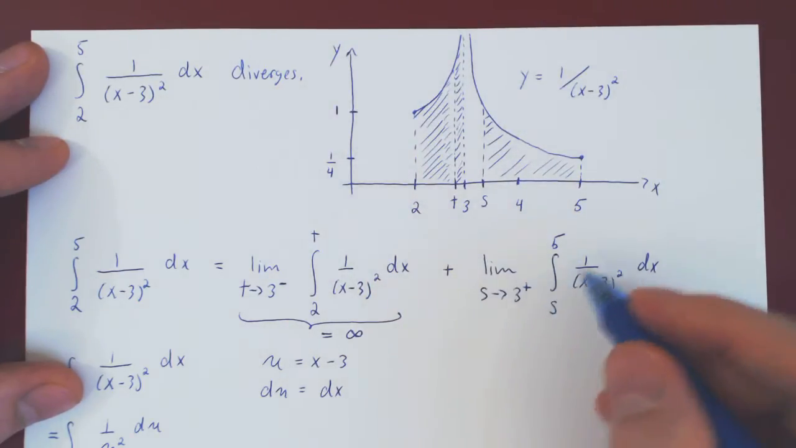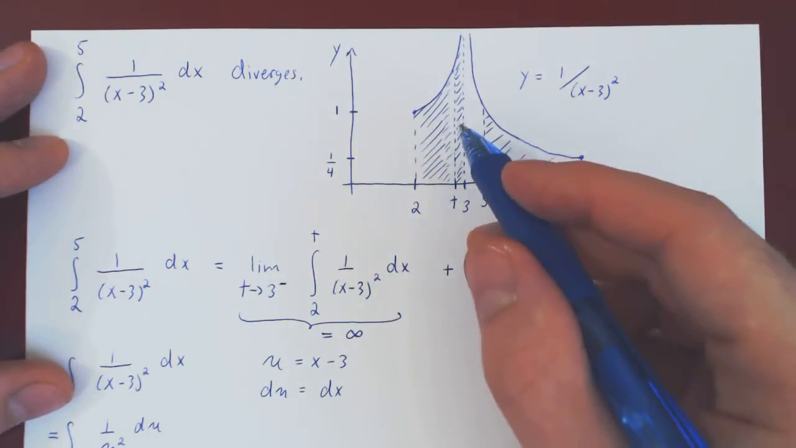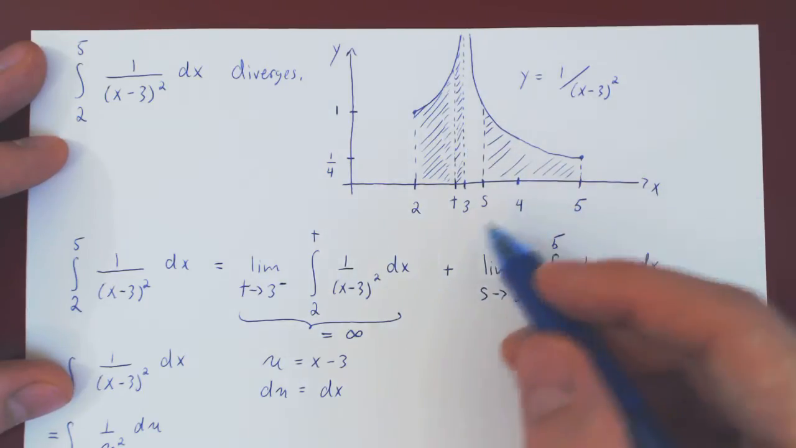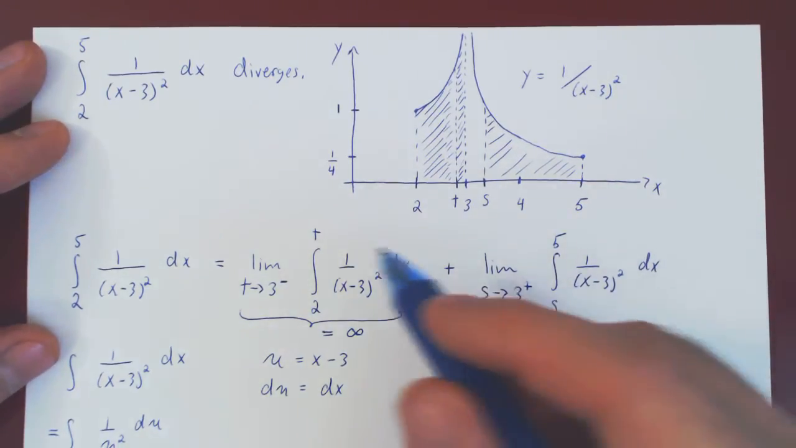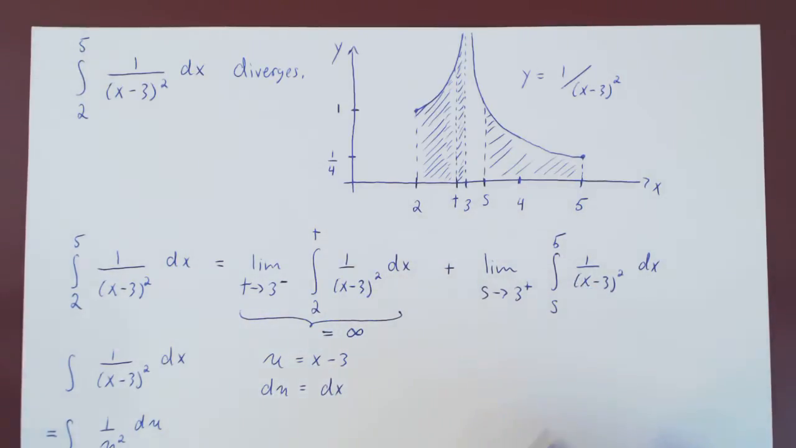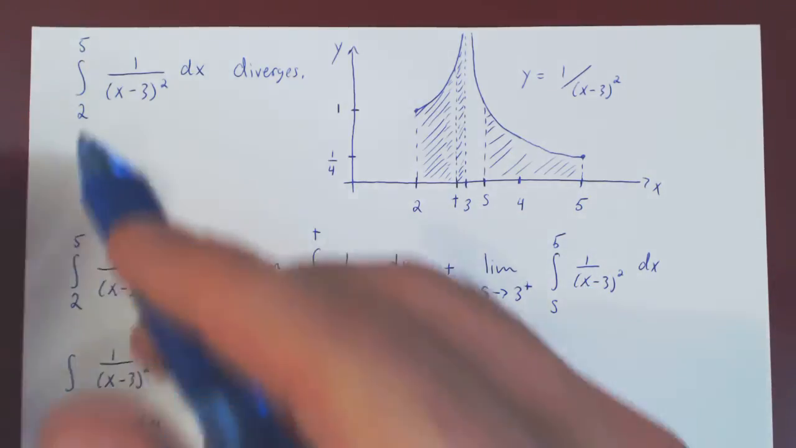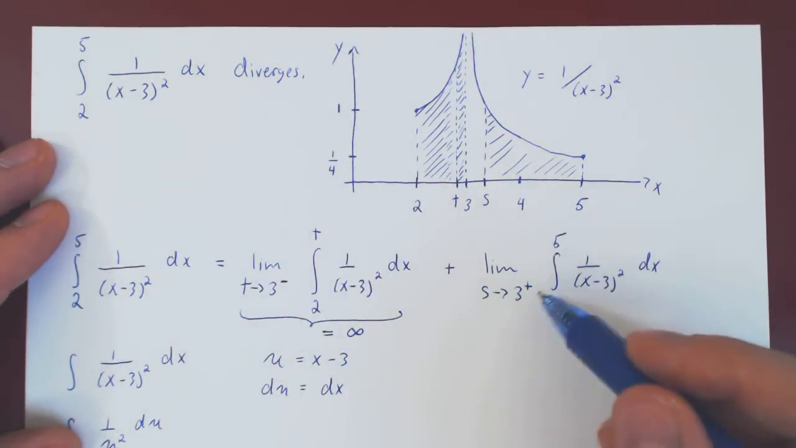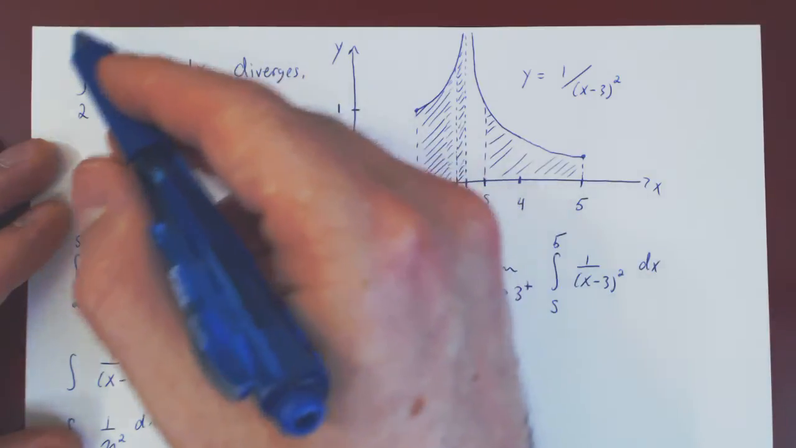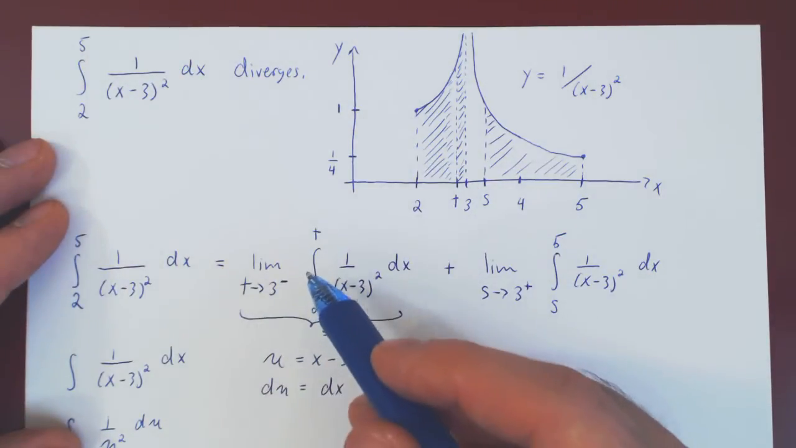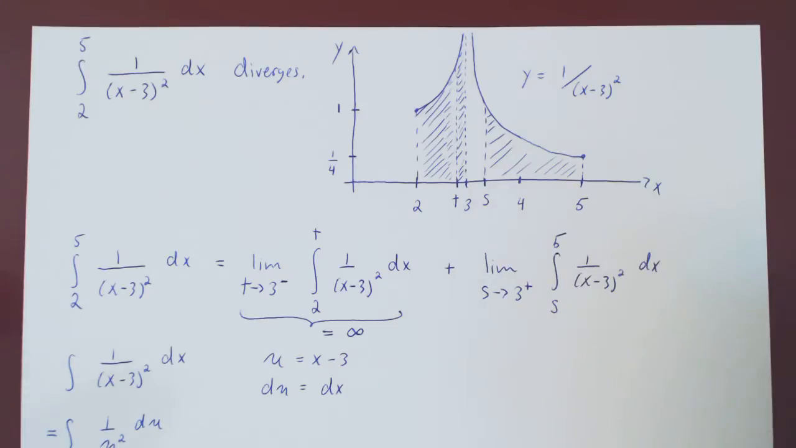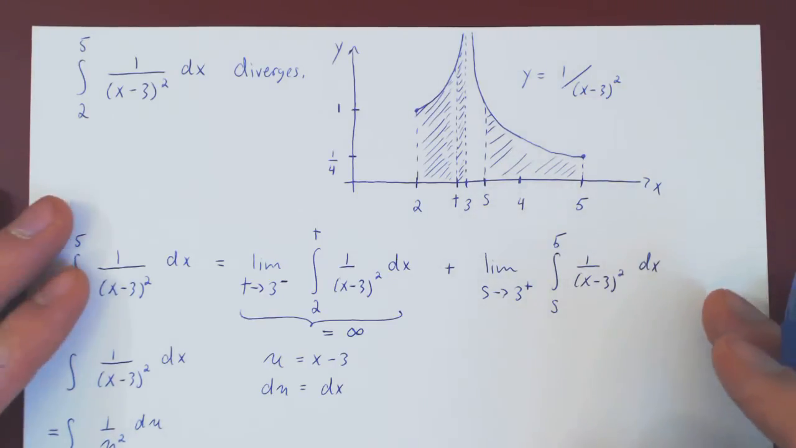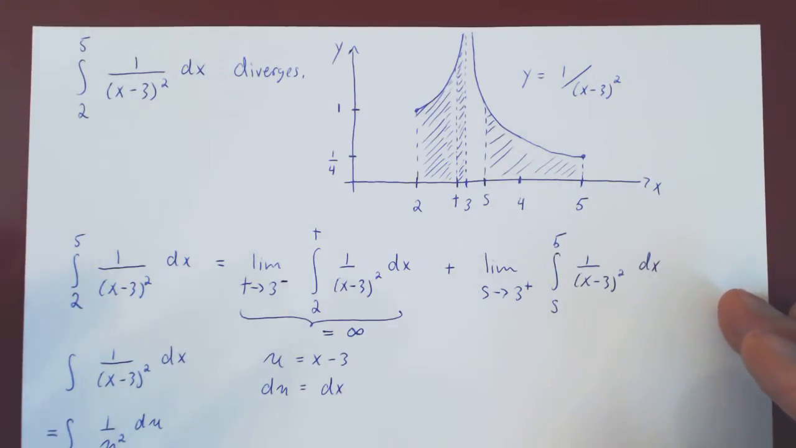You could have also started with this one first, and you would have arrived at the same conclusion. This is also positive infinity. So it never matters which one you start with. As soon as one diverges, you're done. The original improper integral diverges. If both limits do exist, then the improper integral converges and is equal to the sum of the two limits. And that's it.